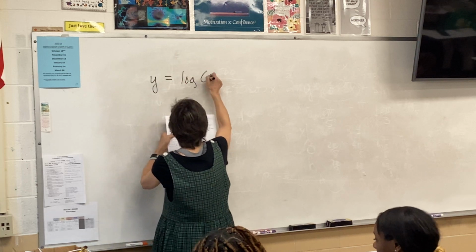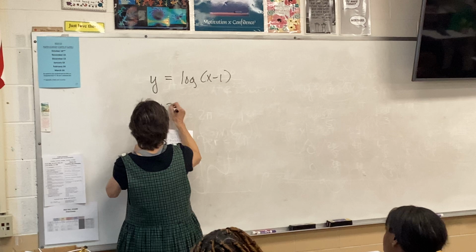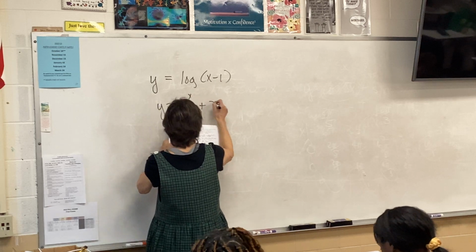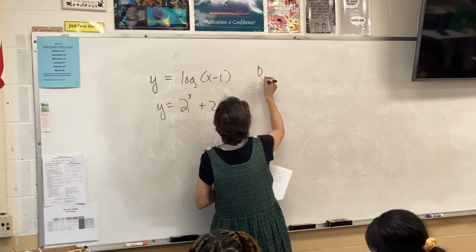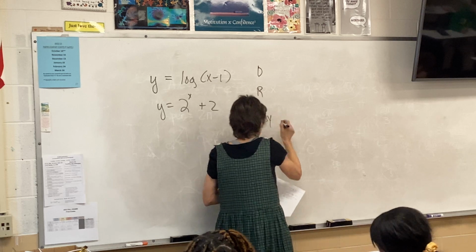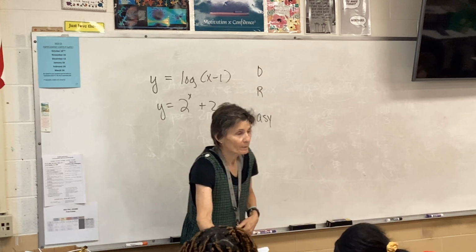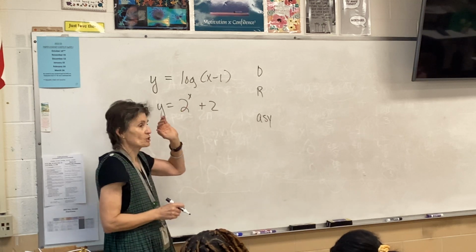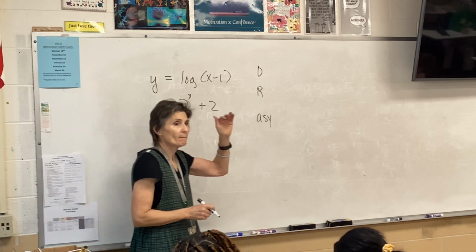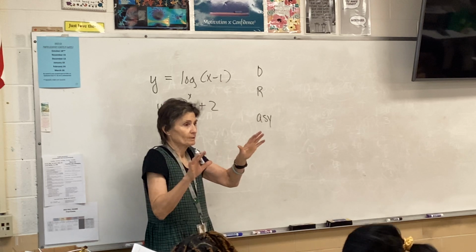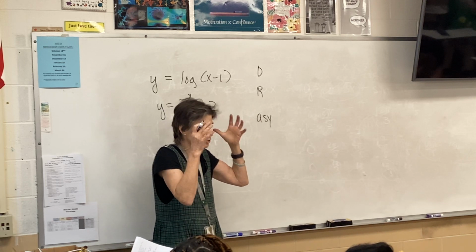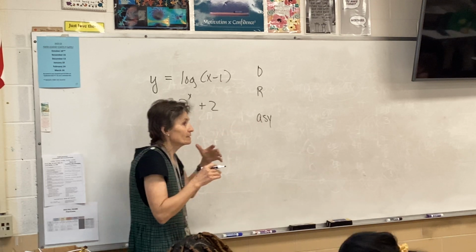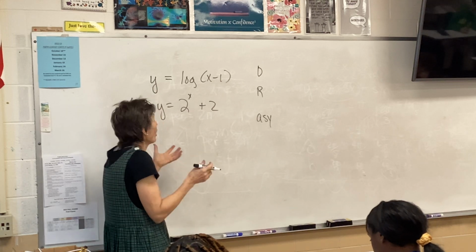The question says domain, range and asymptotes. Okay, so who remembers when we did this the other day? It wasn't these exact equations, but it's ones like them. Who remembers where we start? What do we have to have in our mind first? Braden? Yeah, what does it look like? What are we even talking about here?